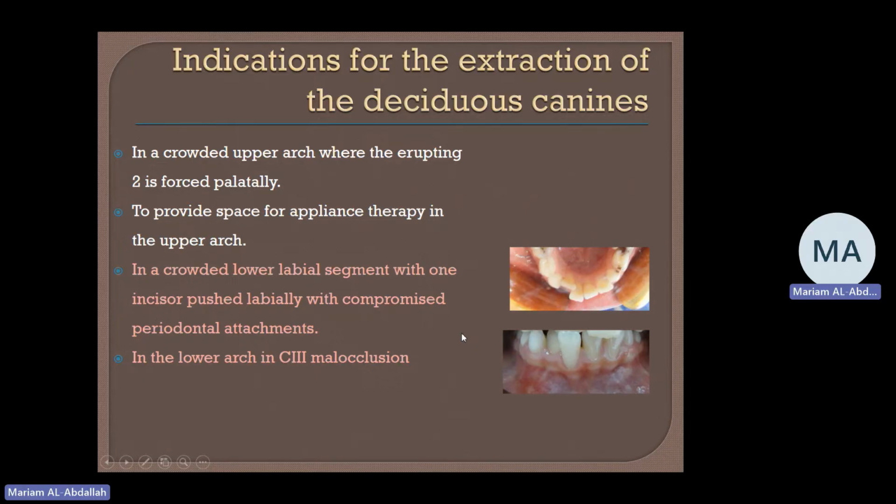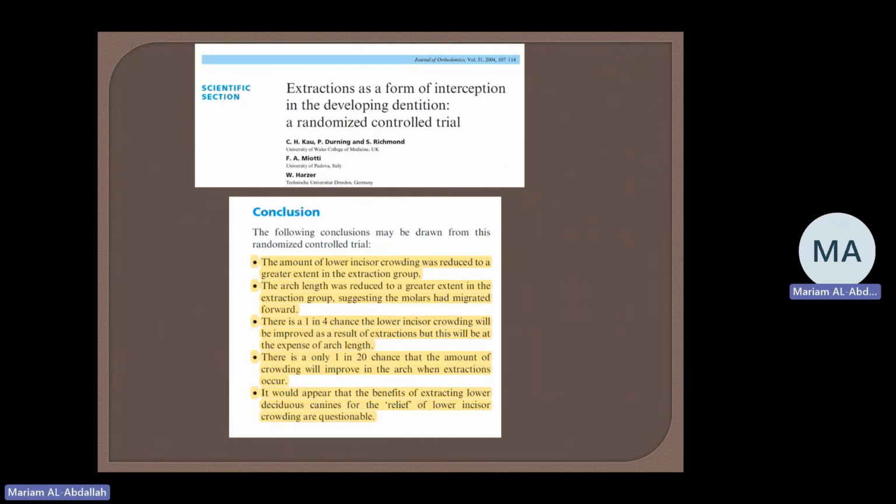But we need to understand that, as we already said about the lower incisor crowding, there has been a randomized clinical trial that said if you extract the C to relieve crowding, this could be successful in the short term, but in the long term, there is a questionable benefit. The crowding that you have relieved was actually only shifted to the buccal segment, and you ended up with a shorter arch length, which means a bigger problem. So this is not recommended anymore. Okay, relieving crowding is simply not recommended anymore.